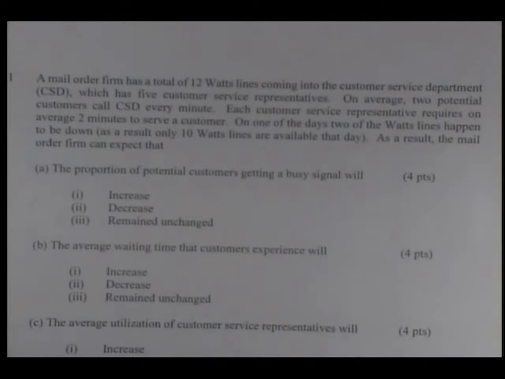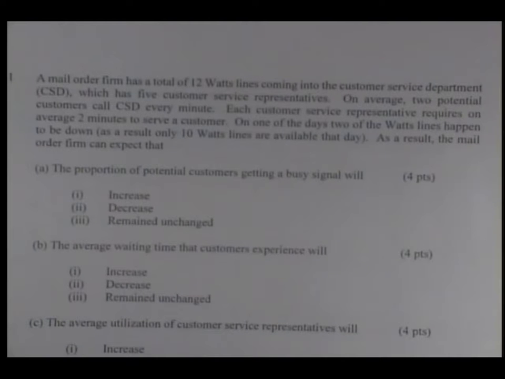The first question says, a mail order firm has a total of 12 Watts lines coming into the customer service department, which has 5 customer service reps. On average, 2 potential customers call the customer service department every minute. Each customer service rep requires an average of 2 minutes to serve a customer. On one of the days, 2 of the Watts lines happen to be down, which results in only 10 Watts lines being available for that day.